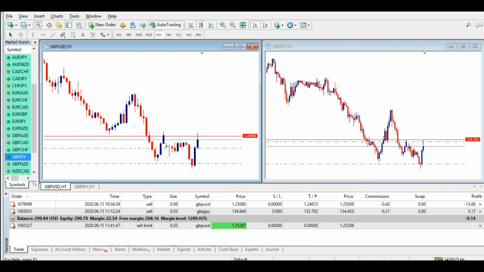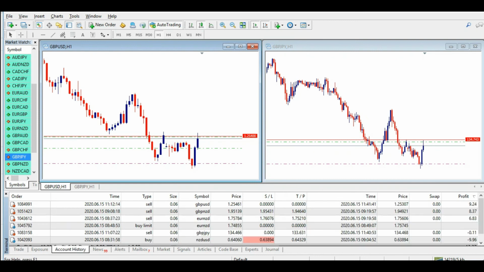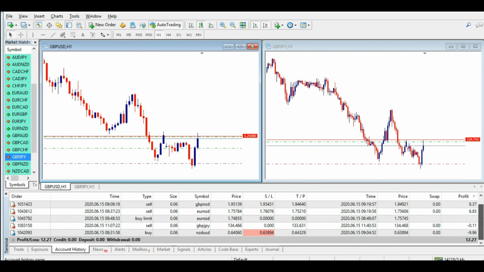So I have placed another sell order in this area. If the price reaches this area, it will get automatically activated. So till now my profit is $12.